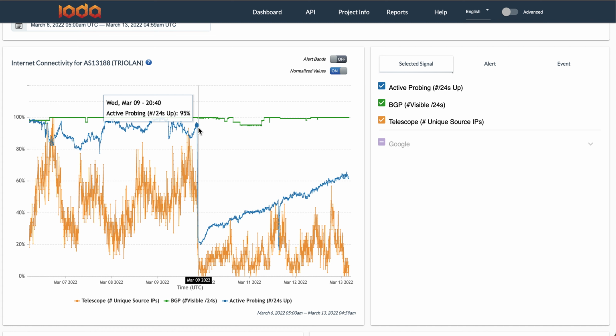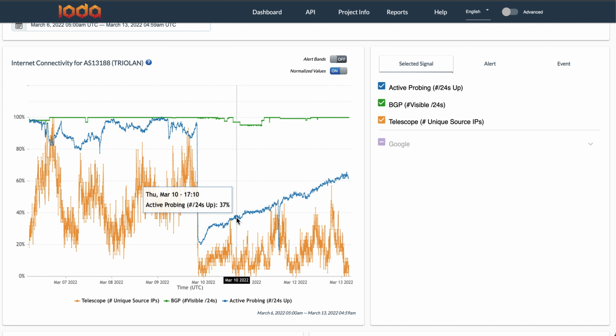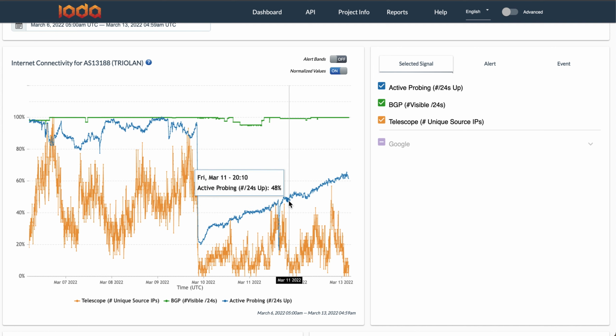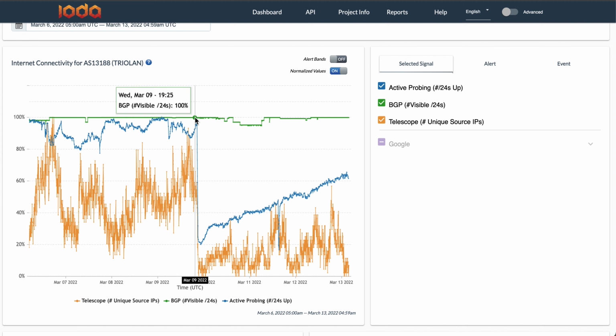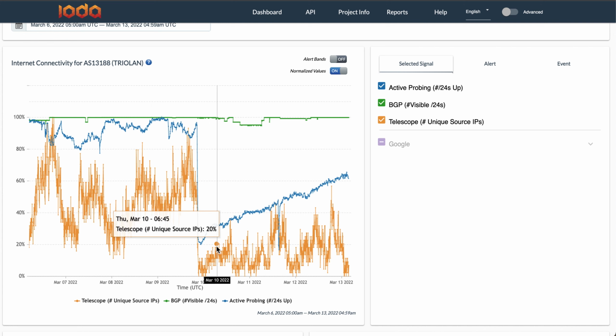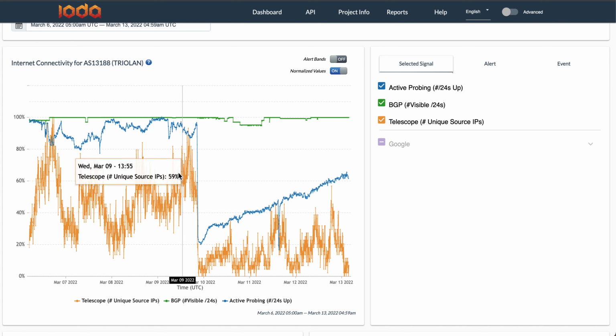We can see that this drop-off begins Wednesday, March 9th at 20:40 UTC. And we can see that it's a slow and long recovery that lasts several days. Because of the nature by which this operator went offline, we do not see a matching dip in BGP. We do see the telescope signal range lower during this time frame when active probing is disrupted. Usually the orange telescope signal is hovering in a higher range than after this significant DDoS attack.